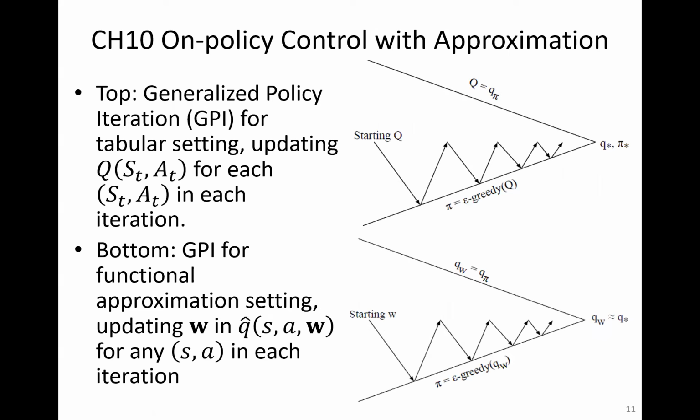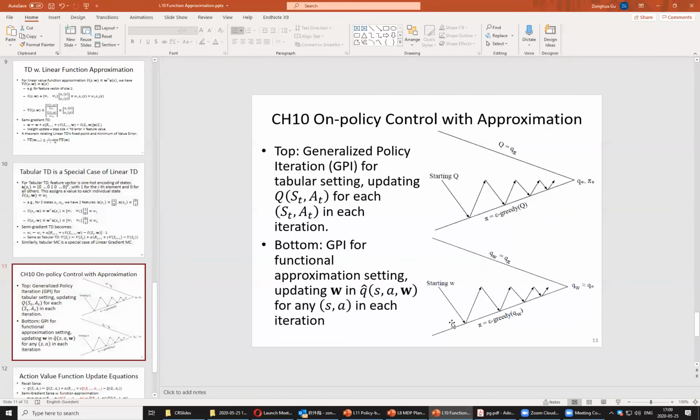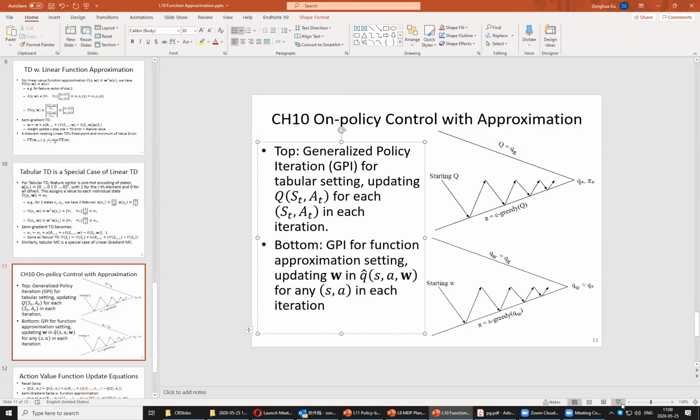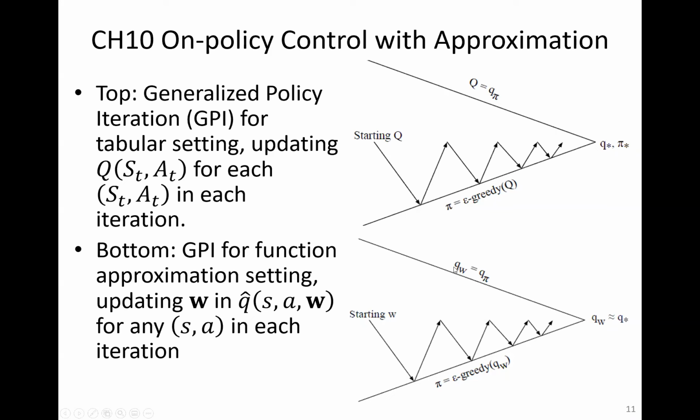So in the book's chapter 10, it talks about on-policy control with approximation. We saw this figure before, generalized policy iteration for the tabular setting, updating the Q for each state-action in each iteration, based on a table. But for the function approximation setting, it's essentially the same, except you use Q_w, which is really the Q hat here, as a function approximation instead of a table, and you update the w parameters, which affects the Q hat in each iteration. Other things are all the same.